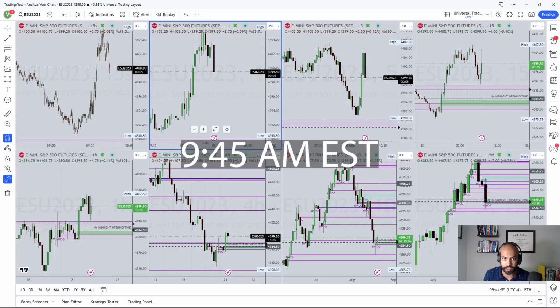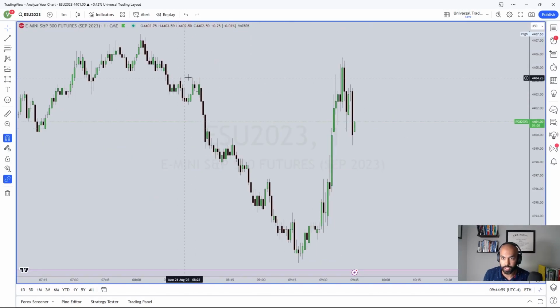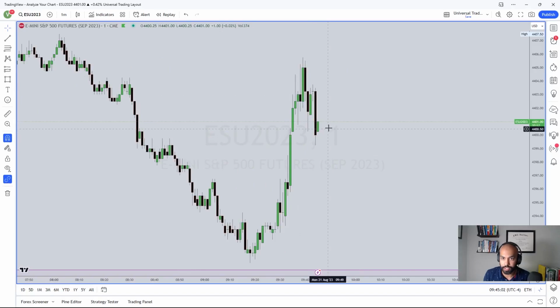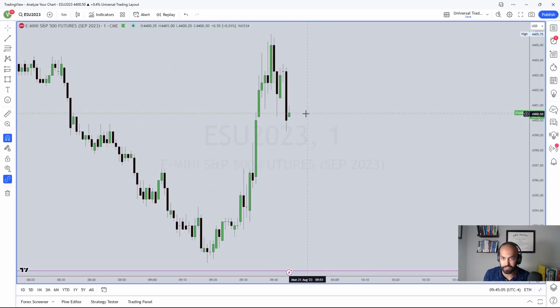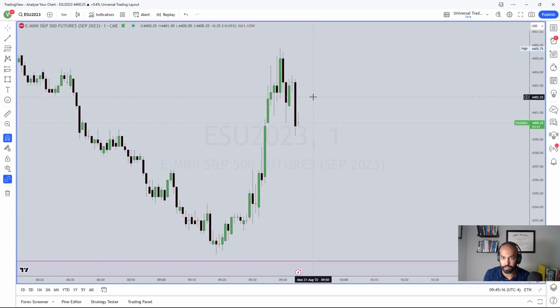It basically came up here, took out some liquidity, broke structure, and here's a little fair value gap order block. That's actually a pretty good short. You can get short right here and probably take profits here. You know what? In fact, I'm going to try doing that right here.